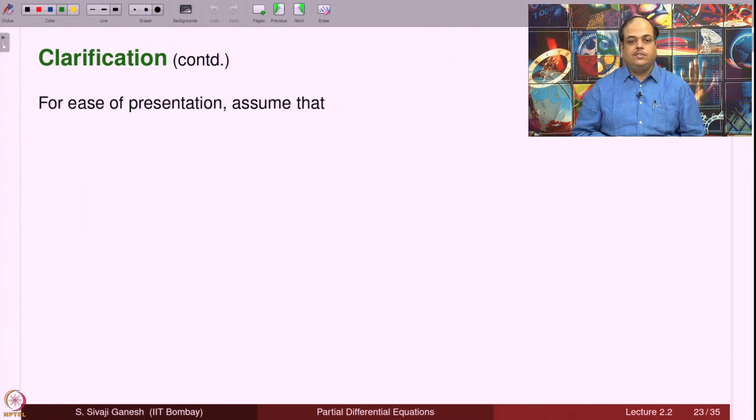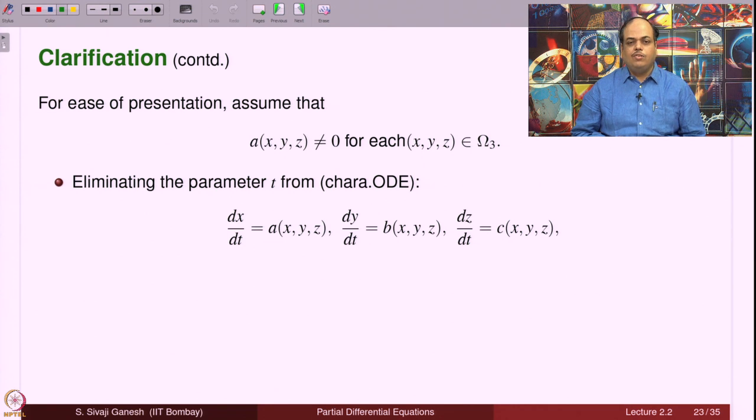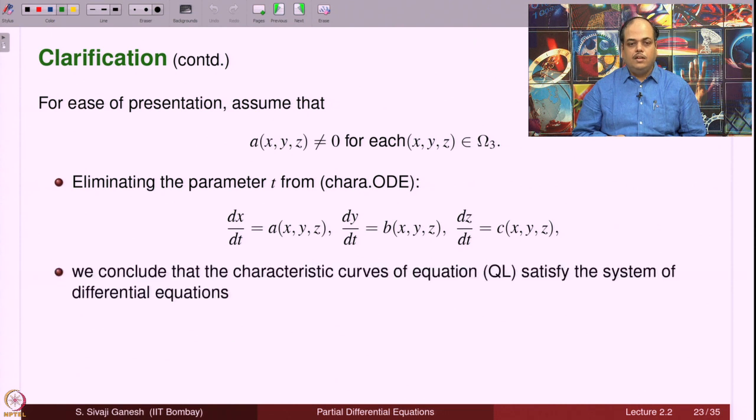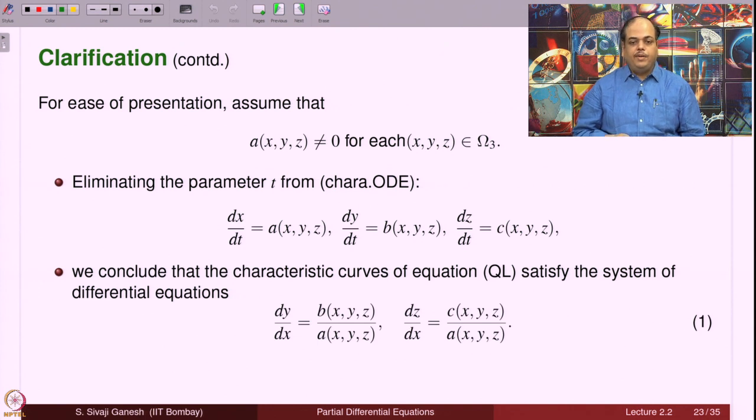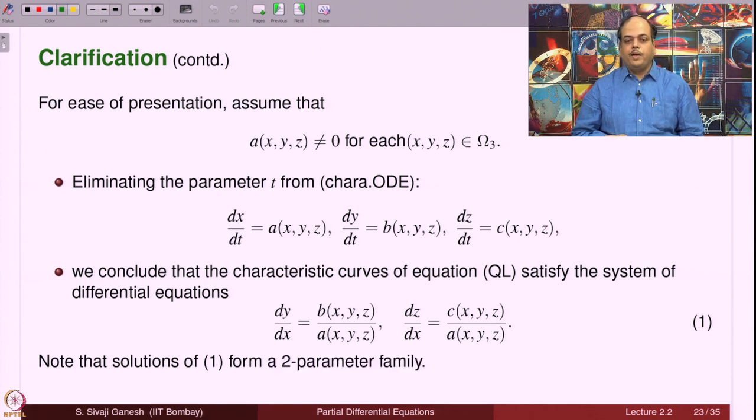For ease of presentation, let us assume that A is never 0 in omega 3. Okay. Once it is never 0, you know what I am planning to do, I am planning to divide. Now, I will eliminate the parameter t from this characteristic ODE system, okay. t will go, then I will get dy/dx equal to b/a, and dz/dx equal to c/a. When I eliminate t, it means that I am assuming something about it. Let us not discuss that right now. So, note that solutions of this form a 2 parameter family, a system of 2 equations, so a 2 parameter family.